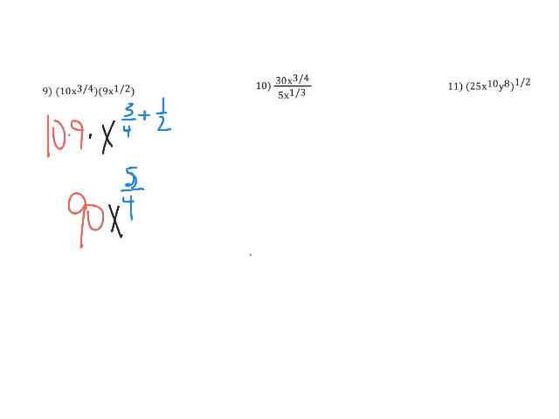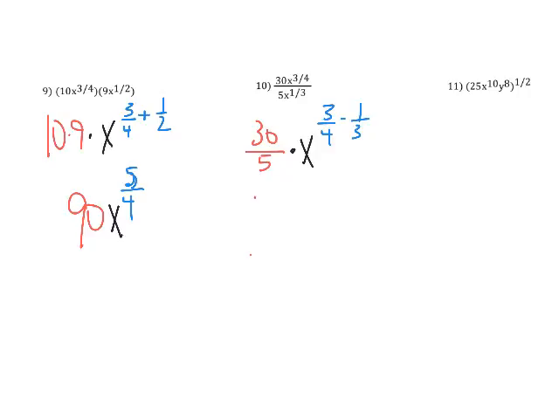Number 10, same idea. We tend to freak out because there are fractions, but really all you're doing is 30 divided by 5. It's not 30 minus 5, it is 30 divided by 5 times x to the, and again, because you are dividing those variables, dividing your x's, you subtract your exponents. Okay, so 3/4 minus 1/3.